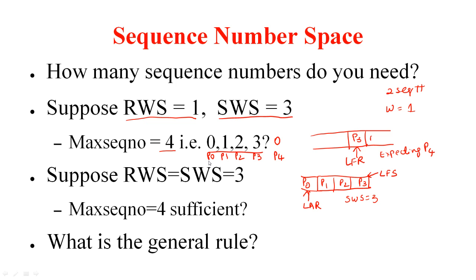But suppose RWS is not equal to 1. In this case, I am setting RWS, SWS equal to 3. In which case, will this be sufficient? I'll prove that this won't be sufficient. So I'm going to give you an example.